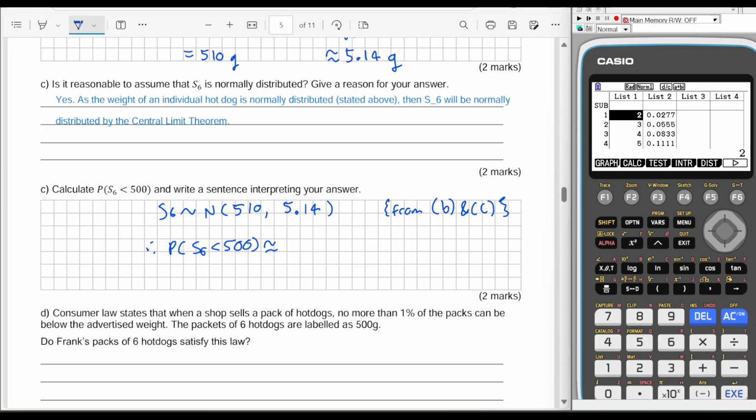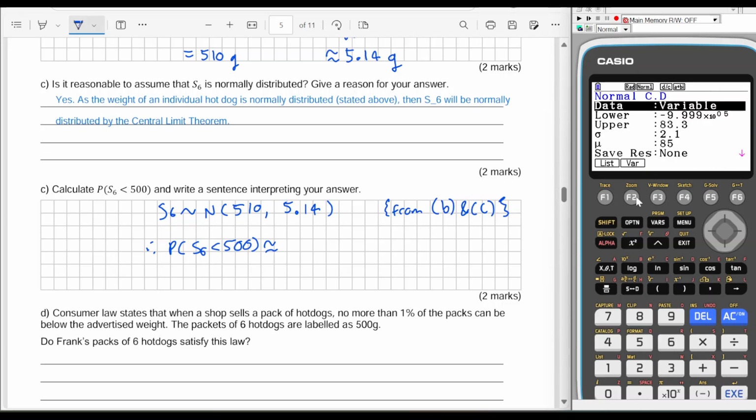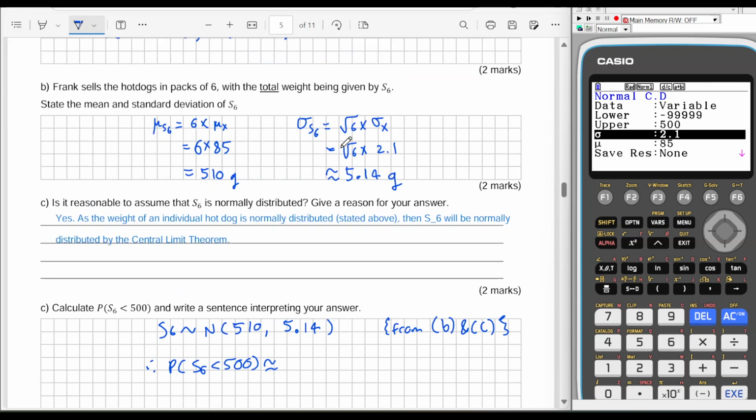So stats, dist, norm, and CD. So going lower is minus and a whole bunch of nines. The upper is 500. And then the standard deviation was root 6 times 2.1. I'm just going to make sure that I bracket that right. Otherwise, that could lead to issues.